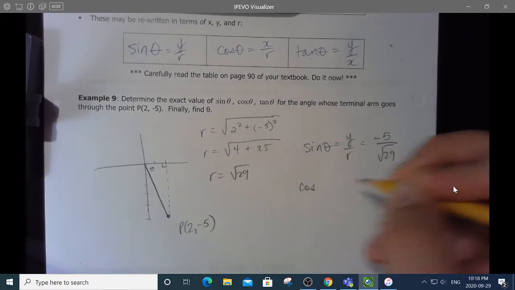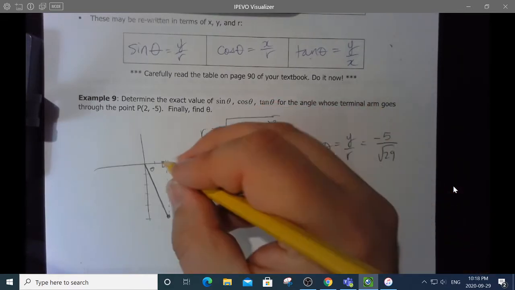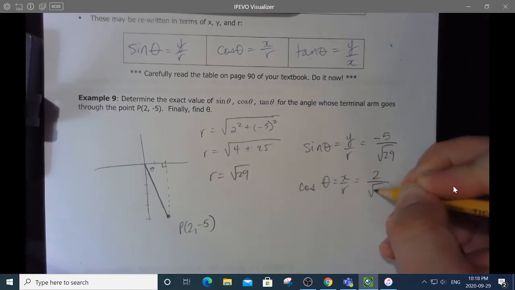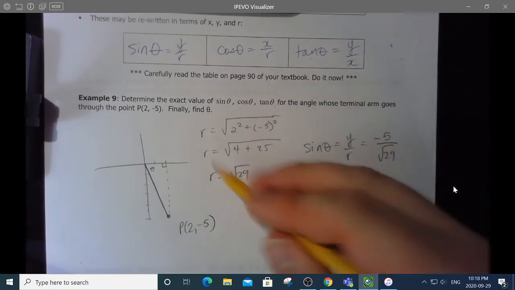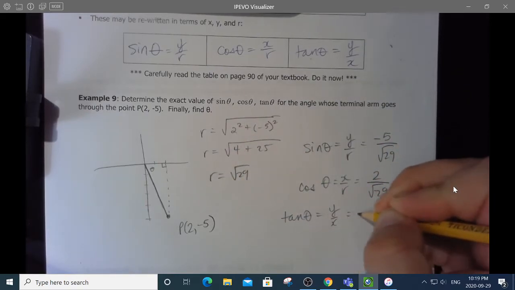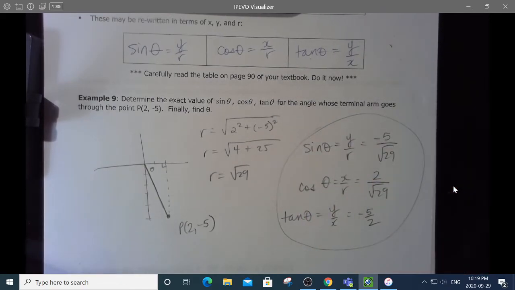Cosine of theta is x over r, which is going to be this x distance, which is 2 over the square root of 29. And tangent of theta, this is the one I could have found without doing the r, because there's no r in this one, it's just y over x, which is -5/2. Now, that's it. That's the answers. Those are the exact numbers.